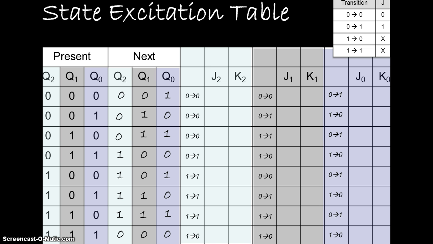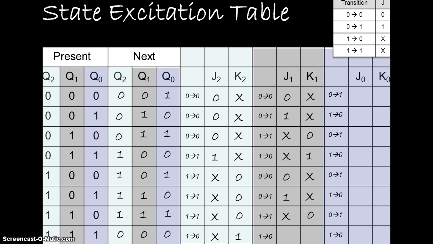The first transition for Q2 is 0 to 0. Our transition table shows that the entries for J and K should be 0 and X. The second row is the same. We fill in the rest of the cells using the same transition table. We're now ready to figure out the logic by simplifying each of the J and K columns using K-maps.